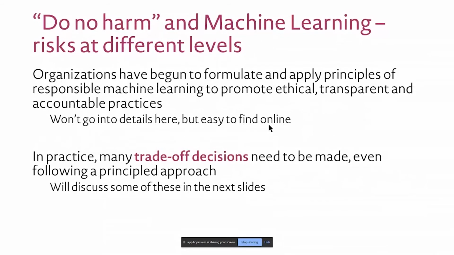And in the last years, we have seen that more and more organizations have begun to formulate and apply principles of responsible machine learning to promote ethical, transparent, and accountable practices. So a few years ago, there was a Wild West, El Dorado kind of attitude where you would just do things and explore things, and then people tried to realize, oh wait, the stuff that we're doing can actually introduce harm. And now the field, I think, is shifting to being more responsible, and there are lots of great resources out there. I won't go into details there, but it's fairly easy to find them.